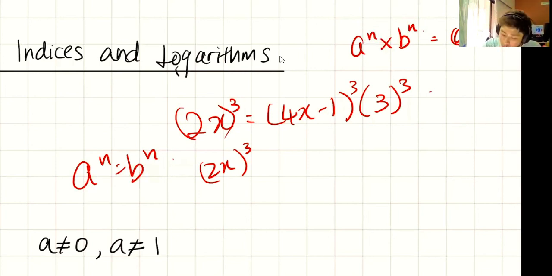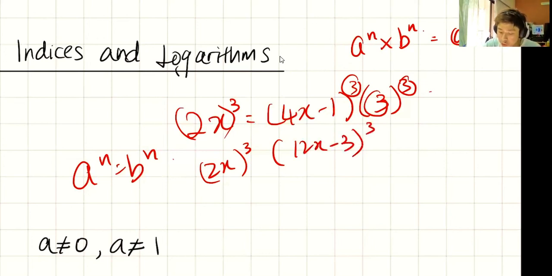Okay, since these two have the same power, they live in the same world. So how do you define whether they're living in the same world or not? You see whether they have the same power or not. They have the same power, so I can multiply them. So 3, when I multiply with this bracket, what do I get? 3 times 4x gives you 12x. 3 times -1 gives you -3. Power of 3, don't forget. I'm just removing the 3 out only.